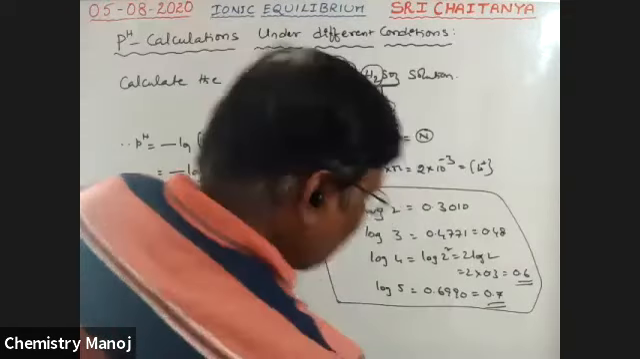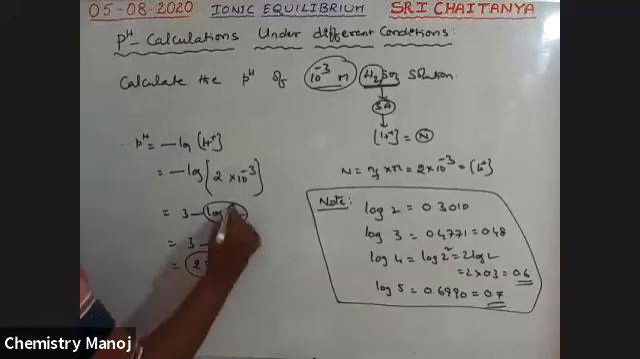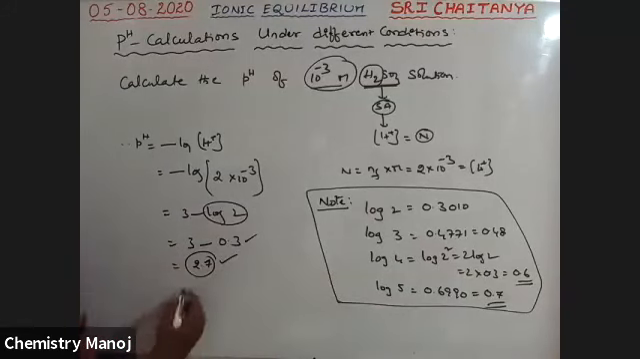Next, here I am using log 2. Log 2 value is equal to 0.30. I am using that one. That is, the answer is 2.7.